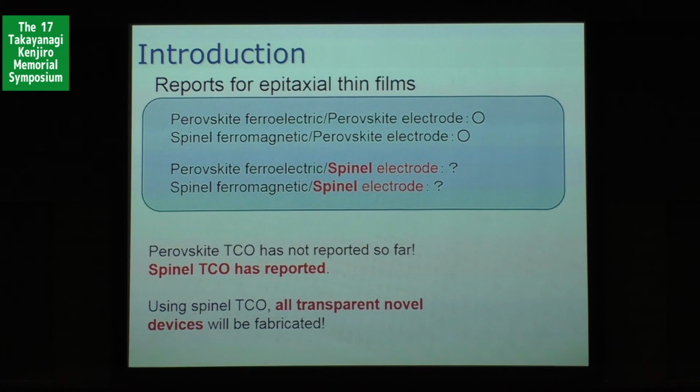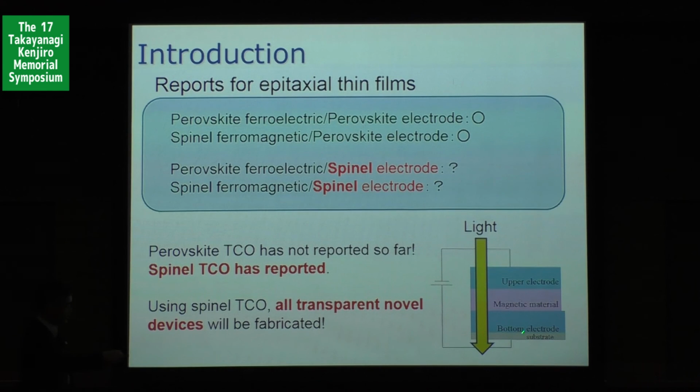So my concept is that by using spinel TCO, all-transparent novel devices can be fabricated. For example, in this case, this is a substrate, bottom electrode, magnetic layer or ferroelectric layer, and upper electrode. If all these materials are transparent, we can pass light through from the top to the back side of this thin film.